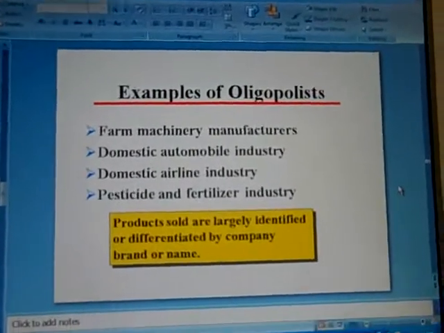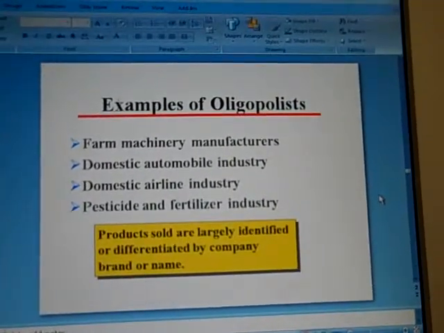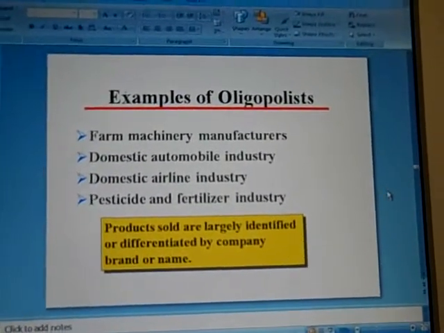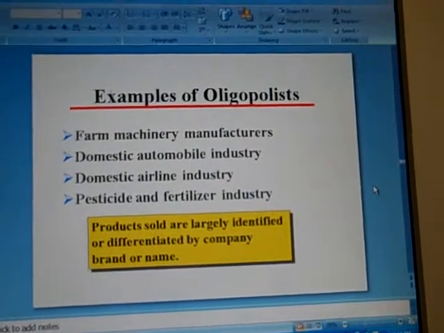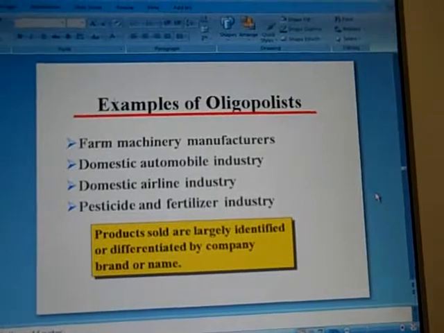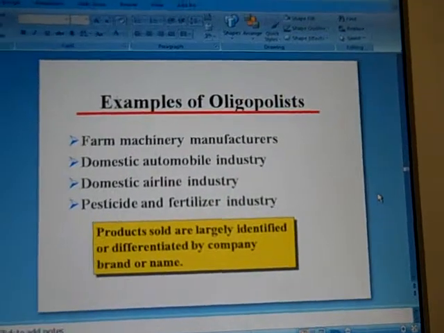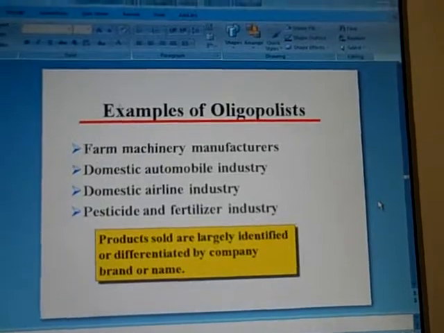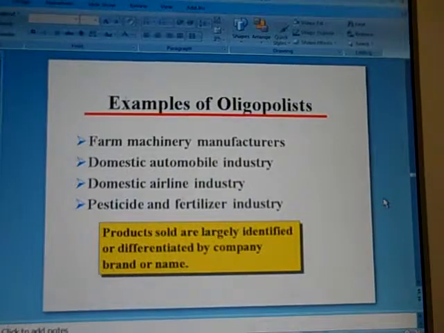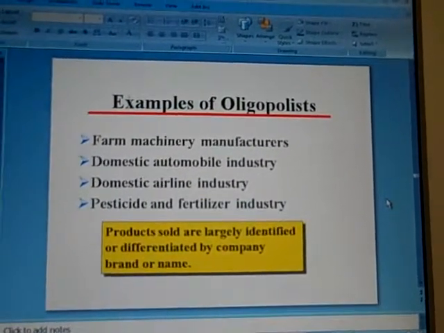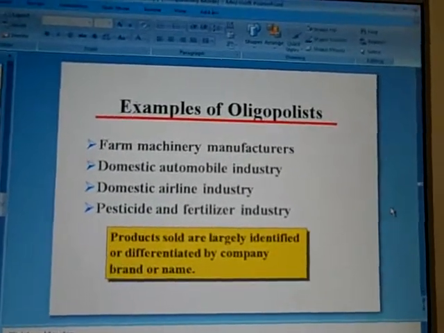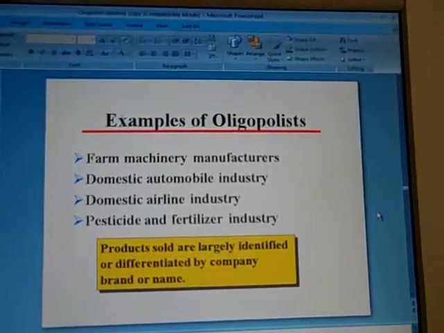Some examples of oligopolists: farm machinery manufacturers. So if you think about who makes farm machinery, we have the big couple, Case, John Deere. Domestic automobile industry, any sort of domestic airline industry. For the most part, there's a couple that take the whole market. Most of the pesticide and fertilizer industry, and quite a bit of the meat markets are also, Tyson and Swift have quite a bit of control over the meat markets, so they would probably also fall under oligopolists.